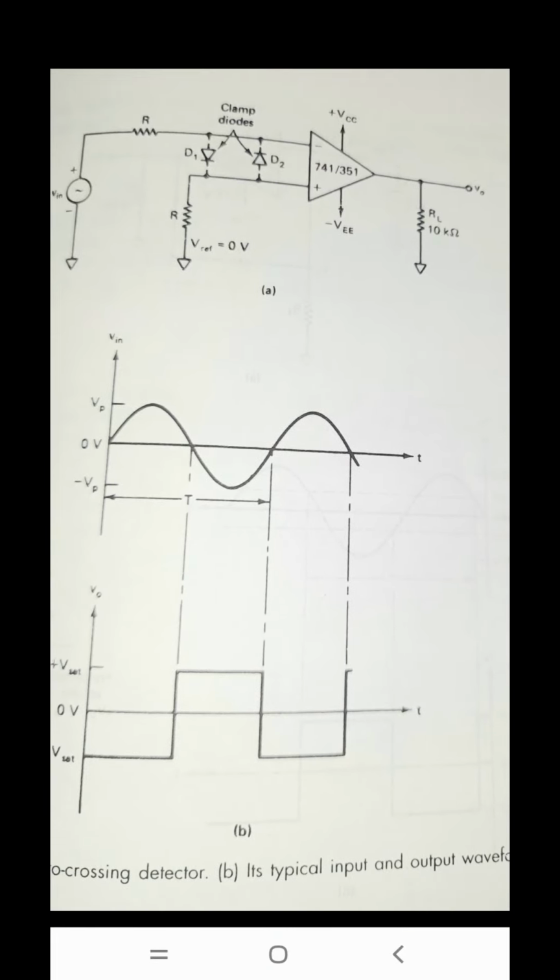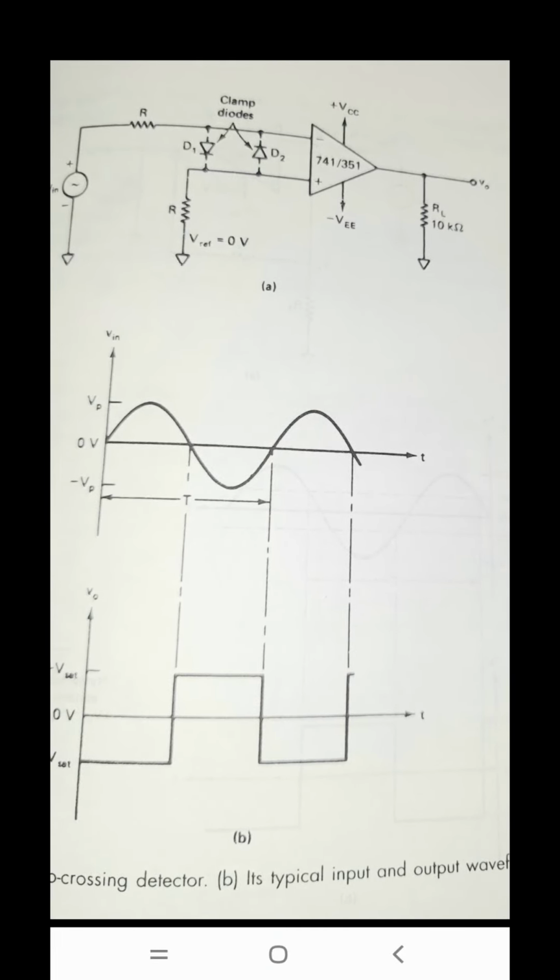Here you can see in the diagram the inverting comparator used as a zero crossing detector. The output voltage V0 waveforms are also shown.